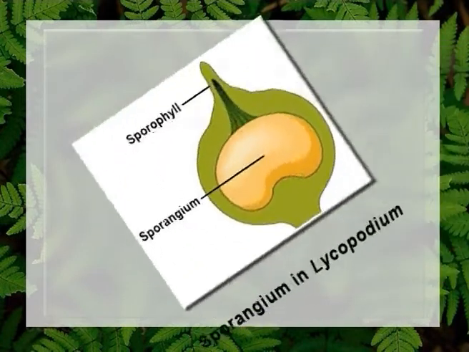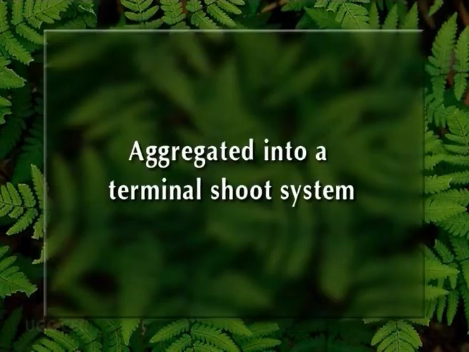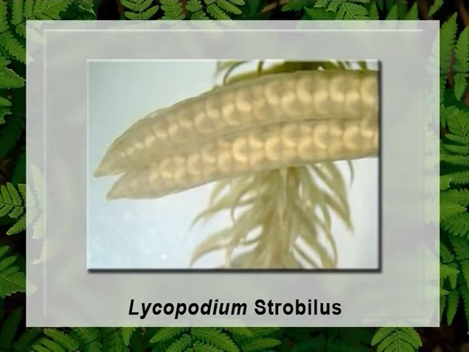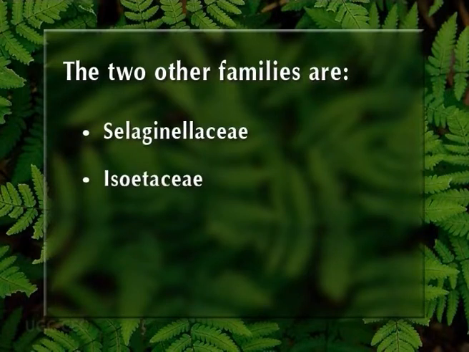Sporangia of the Lycopodiaceae develop laterally in the axil of specialized leaves called sporophylls. The sporophylls differ in size and shape from the vegetative leaves and are aggregated into a terminal shoot system. This determinate reproductive shoot, consisting of a terminal aggregate of sporophylls with associated sporangia, is known as a strobilus or simply a cone.